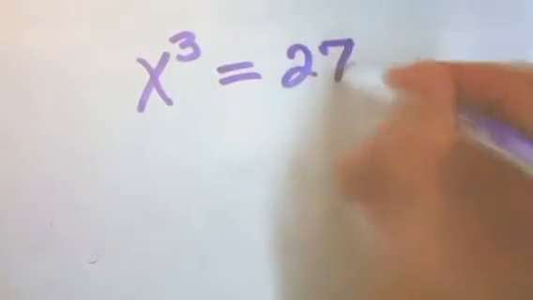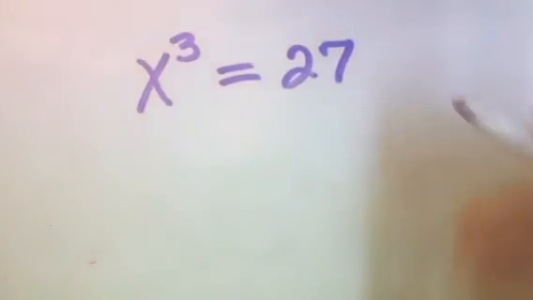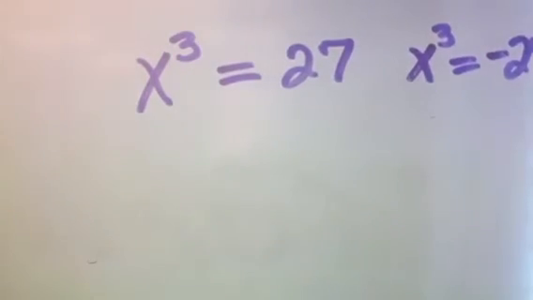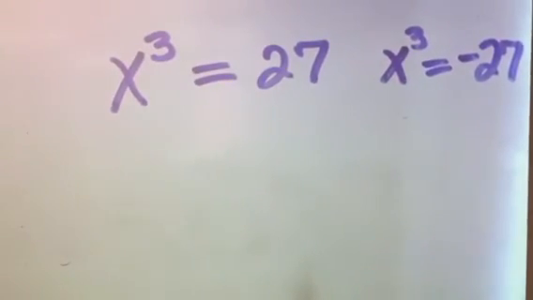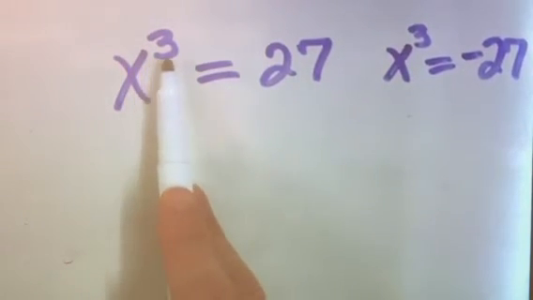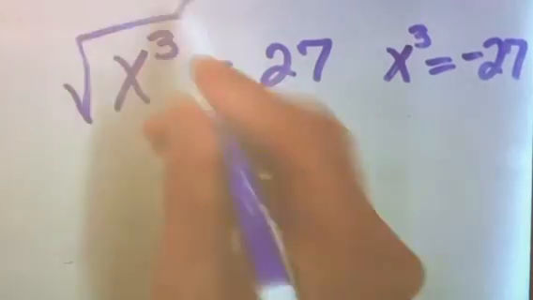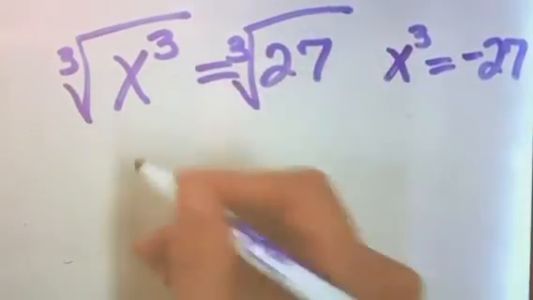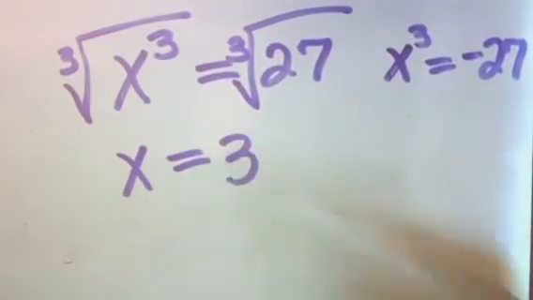The other type of equation we're going to be looking at are cubic equations. So we have x cubed equals 27 versus x cubed equals negative 27. Let's look at those two scenarios. If x cubed equals 27, we would use the inverse of cubed, which is the cube root. Remember, that's the radical symbol with an index of 3. What we do to one side, we do to the other, and the cube root of 27 is 3.